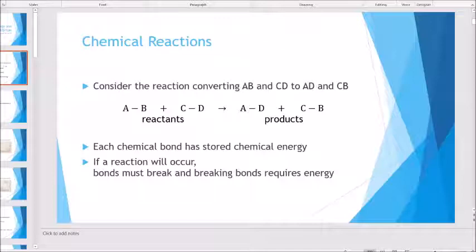In a chemical reaction, you have what's called the reactants on the left and the products on the right. The reactants and the products are separated by an arrow in the middle, and this is how we denote chemical reactions. In order for a reaction to occur, those bonds between the reactants must break, and that requires energy to then make the products.